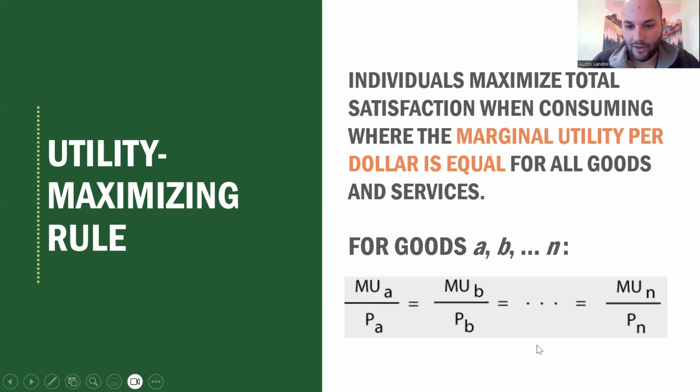Well, what about good B? Suppose I also get 10 marginal utility from good B, but good B costs $2. Which one should I buy? Well, the first one gives me 10 marginal utility per dollar. The second one would give me 10 marginal utility divided by $2, or 5. So it's clear that good A gives me higher marginal utility per dollar. So what am I going to choose? I'm going to choose good A.